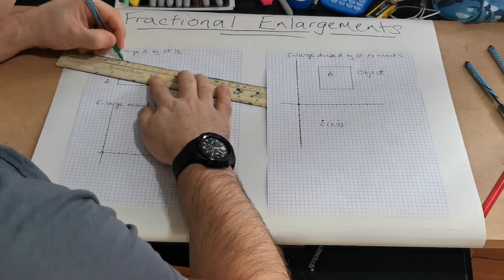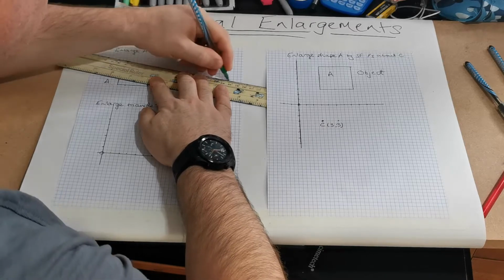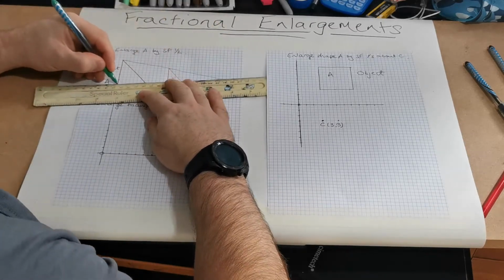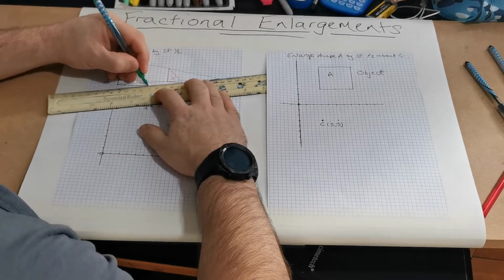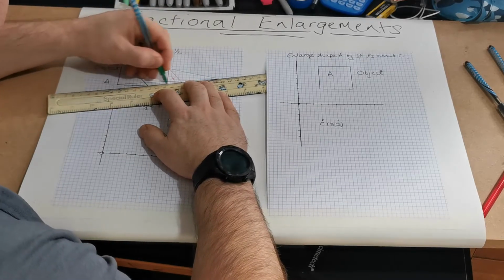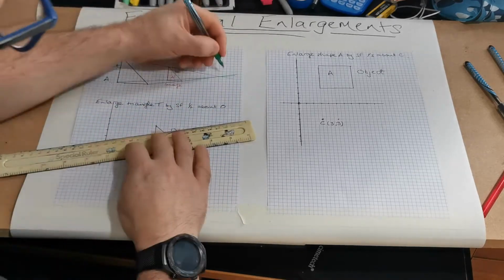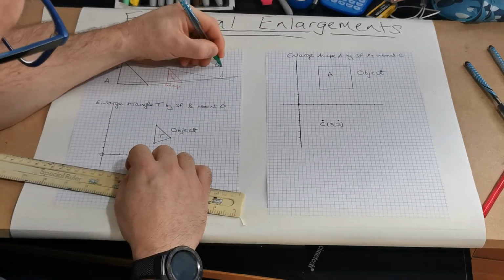If we join the corners together using a ray, the ones that correspond, you should see, if I've drawn it well, that they all cross through a single point, and that would be the centre of enlargement.